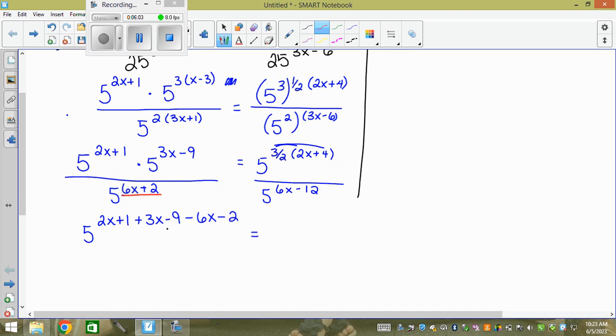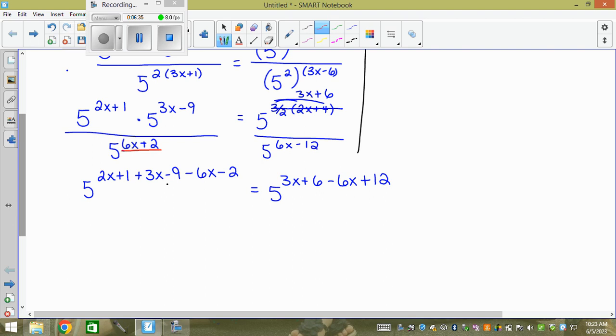Here I'm going to have 3 halves times 2x is 3x. And then 12 divided by 2 is plus 6 when I distribute that through. So it ends up actually being something nice, 3x plus 6. So I'm going to get 5 to the 3x plus 6. And then I have to subtract the denominator. When I subtract the denominator exponent, I get minus 6x. Now I'm subtracting a negative 12. So what am I going to get? Plus 12.